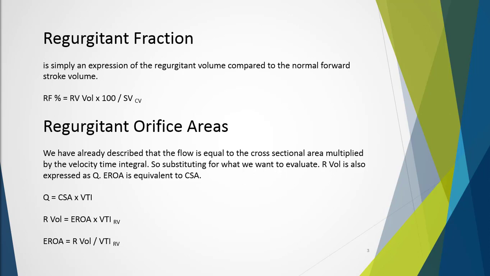Much in the same way that we determine the area of a stenotic valve, we can assess the size of a leaking area. We have already described that flow is equal to the cross-sectional area multiplied by the velocity time integral. So substituting for what we want to evaluate, regurgitant volume can be expressed as Q, and the effective orifice area is equivalent to the cross-sectional area. So our standard flow equation can then be substituted with the factors there, and we want to know the effective regurgitant orifice area, so we just rearrange our calculation slightly.